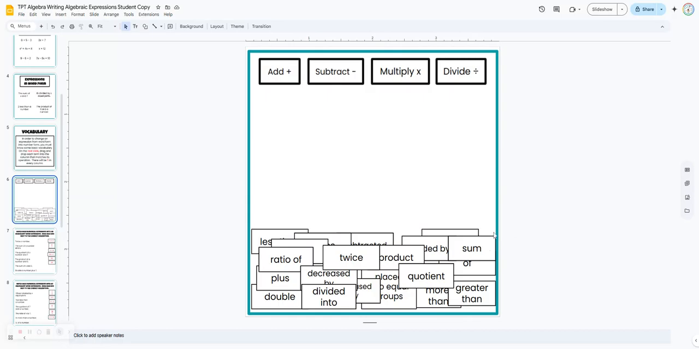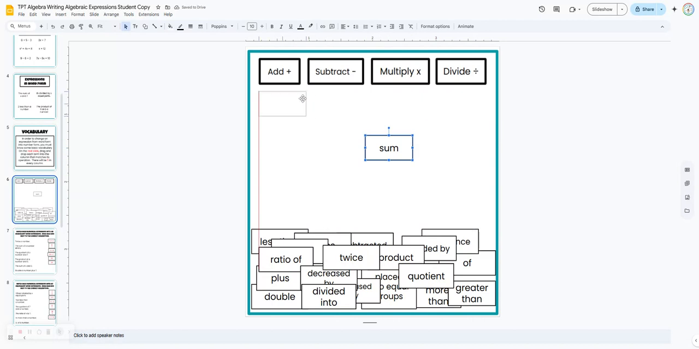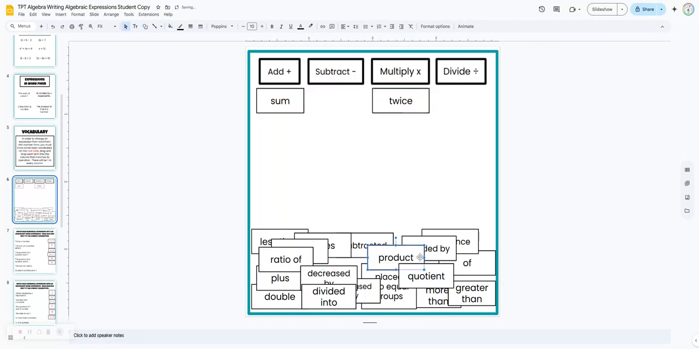So if we have the word sum, that's going to mean addition. They just click and hold on the edge here and they can move this into the correct column. And again, there will be 5 in every column. Twice means we're going to multiply by 2. Product is multiply, and so on. So there will be 5 in every column.